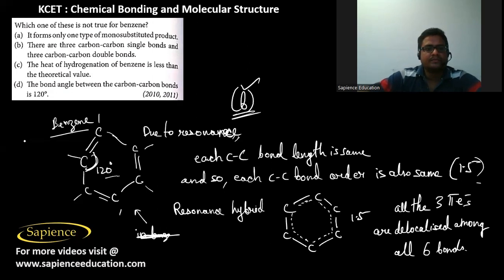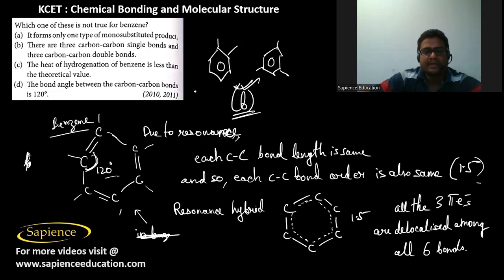So it means that option B is the correct answer, since it is the wrong statement. And in option A, it is told it forms only one type of monosubstituted product, which is also wrong, since the benzene ring can have two substituents also, or it can have three substituents also.